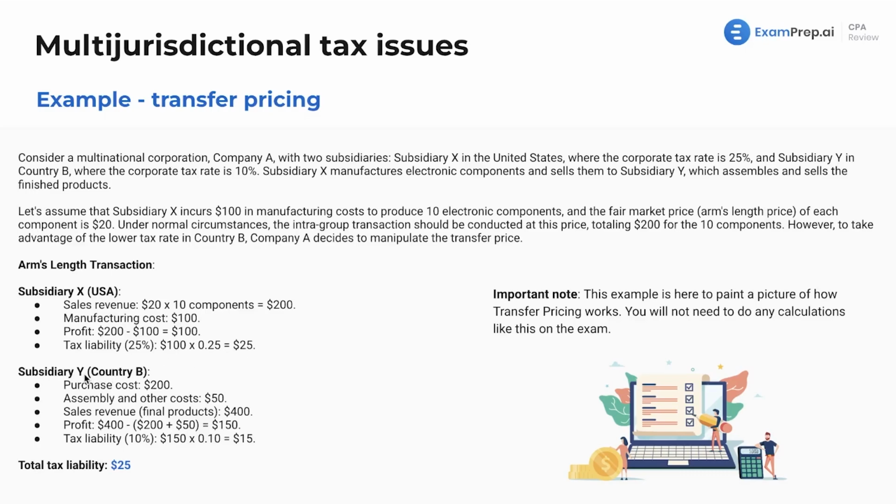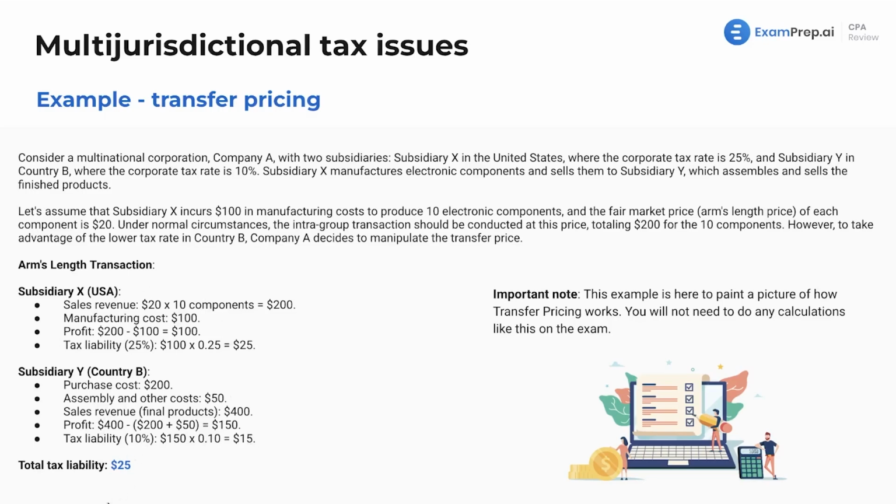Now, what about subsidiary Y in country B? We're going to have a cost. They bought it for $200 because, well, we sold it, right? We see that that's where that amount comes from. We've got assembly and other costs of $50. Our sales revenue, which comes from the final product, is $400. And what's our profit? We see that our profit is $400 minus the total cost of $200 plus $50, which gives us profit of $150. And lastly, our total tax liability is going to be 10% of that $150, giving us $15.